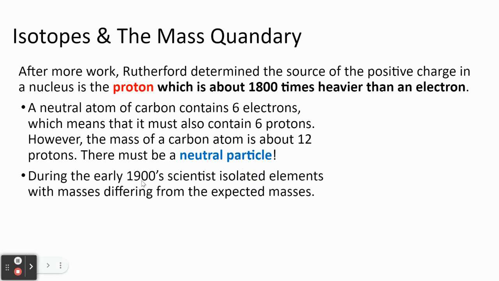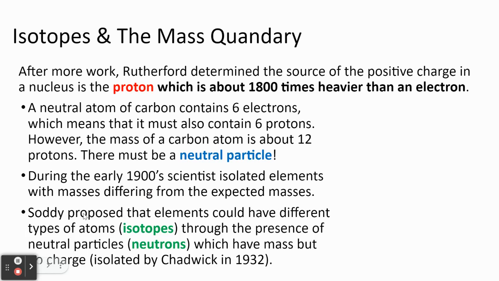So during the early 1900s, scientists isolated elements with masses differing from what they expected. And then Soddy proposed that elements could have different types of atoms, which are called isotopes. And these isotopes were formed through the presence of neutral particles called neutrons. And these neutrons have mass, but they have no charge. And the neutrons were first isolated by Chadwick in 1932.